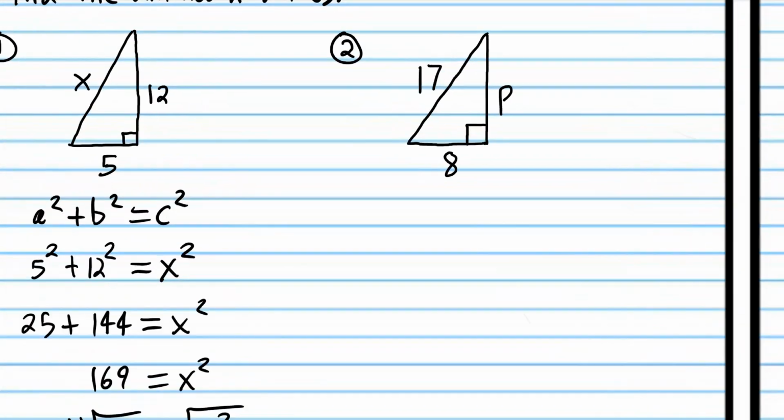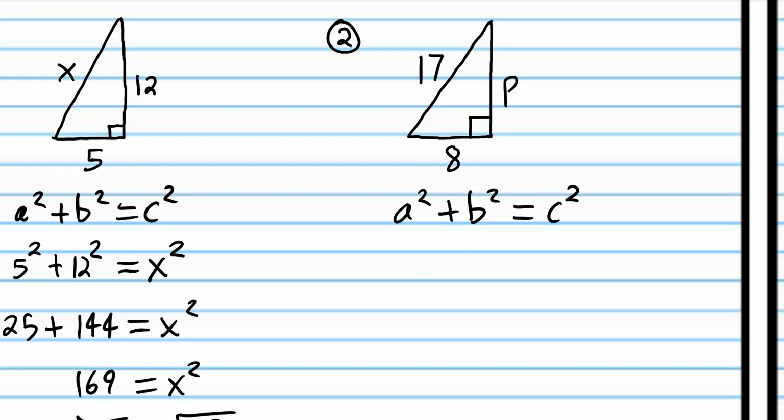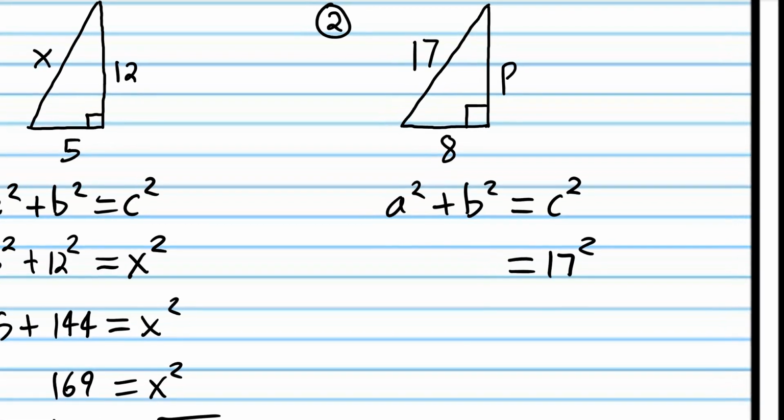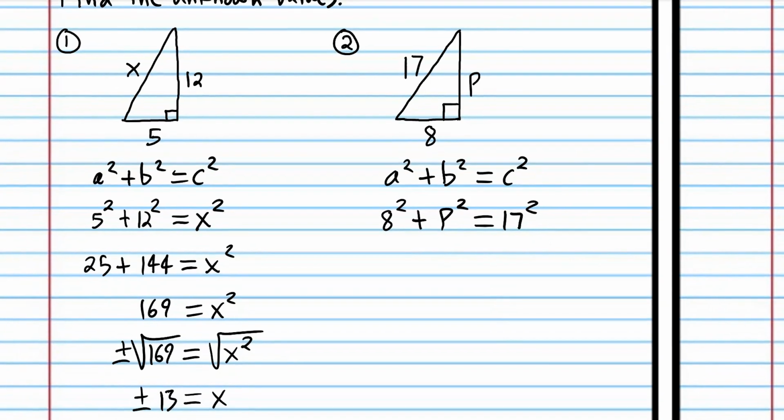So now let's try another problem. We have a right triangle. Of course, we're going to use the Pythagorean theorem. And the side opposite 90 degrees is 17. That's C. That's always C. And we'll make A 8, and B we'll make P. So we're looking for P. And so 8 squared is 64, and 17 squared is 289. You can check that with your calculator. It's okay to use a calculator in this class.